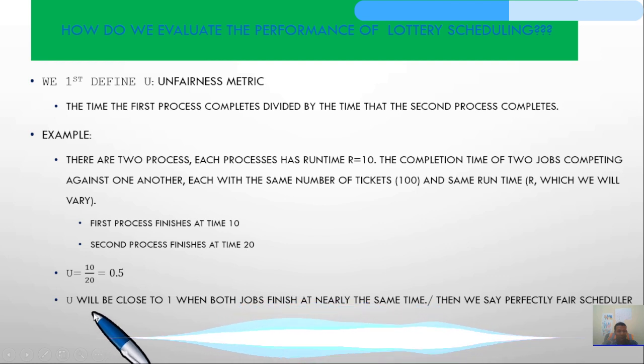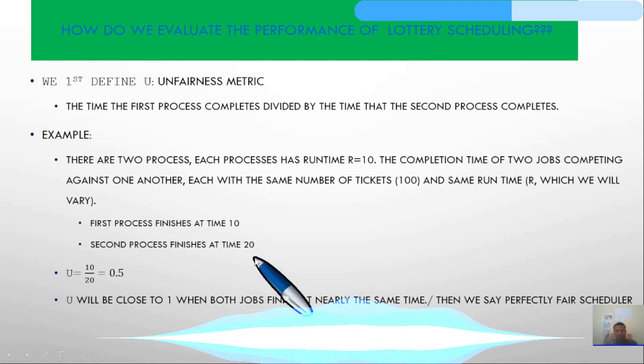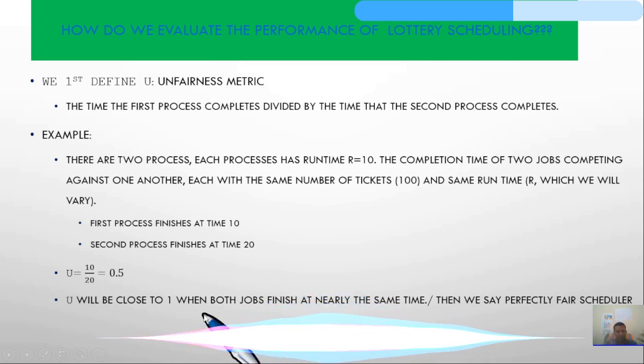You will be close to 1 when both jobs finish at nearly the same time. Then we say it is a perfectly fair scheduler. But at this point, as you can see, it is 0.5. It's not perfect, because we say it is perfect if the two processes finish at the same time. That means if the result is 1, then we can say the process runs fairly. So there was a research study done. We will see it in the next slide.